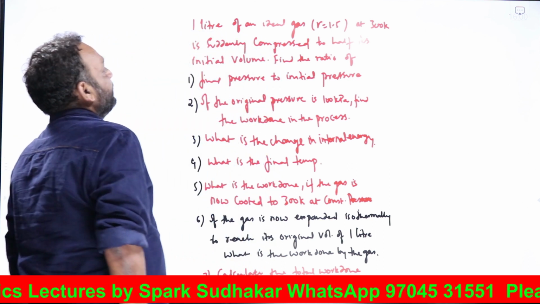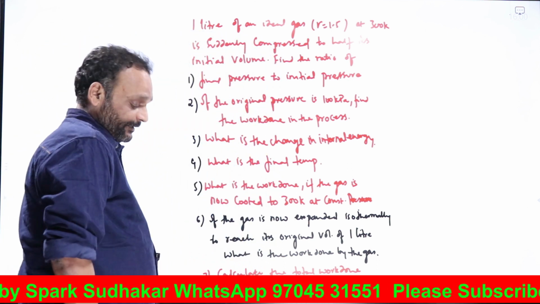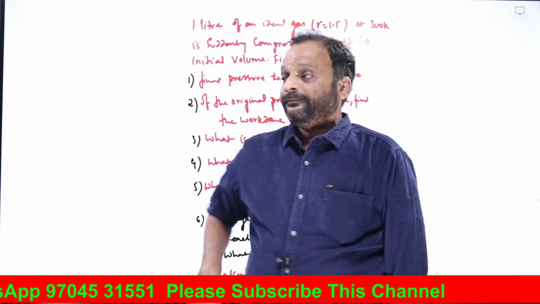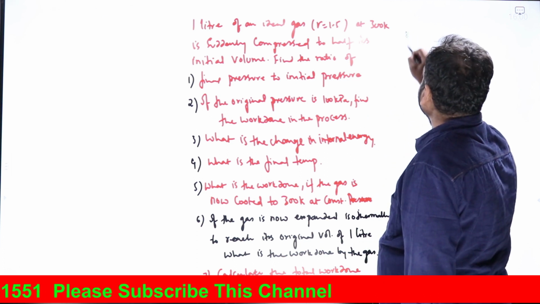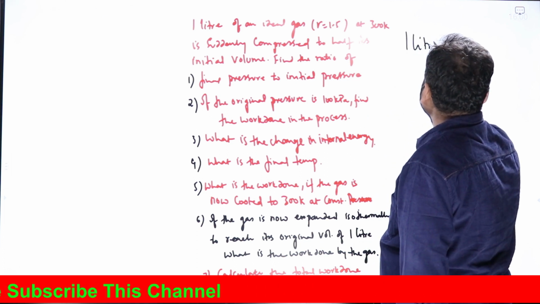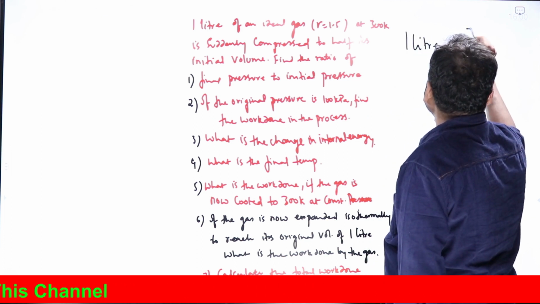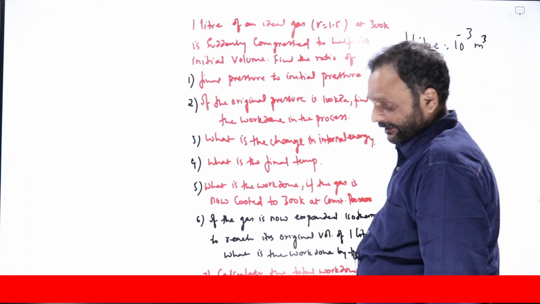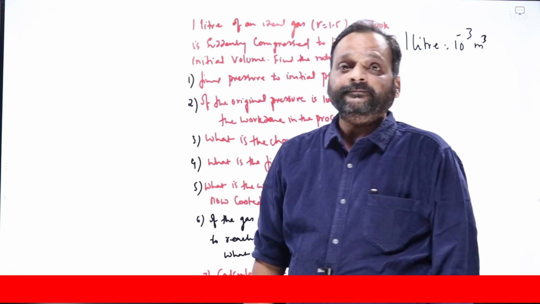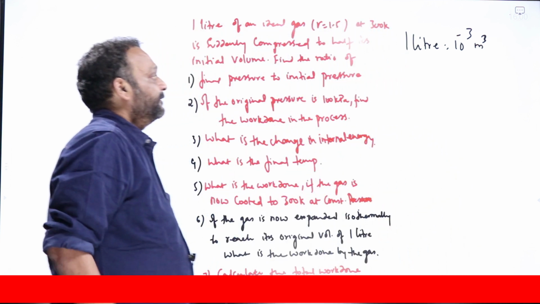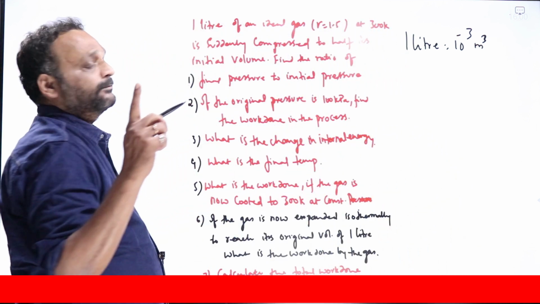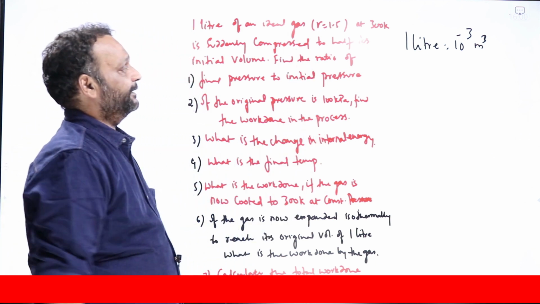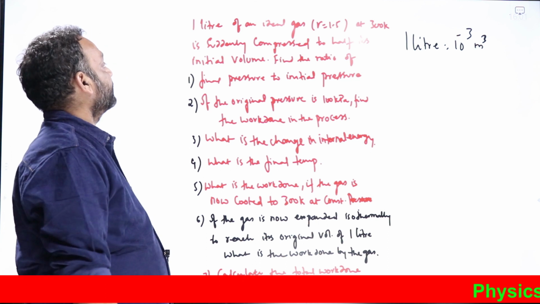So, 1 liter of an ideal gas. He did not give you moles, he gave 1 liter. 1 liter means 10 to the power minus 3 meter cube. Okay, 10 to the power minus 3 meter cube is 1 liter. Means 1000 liters equal to 1 cubic meter, or 1 liter equal to 10 to the power minus 3 meter cube. Keep that in mind.